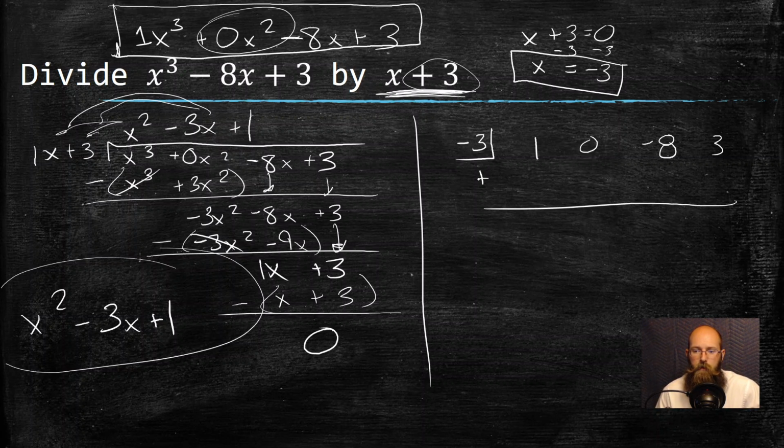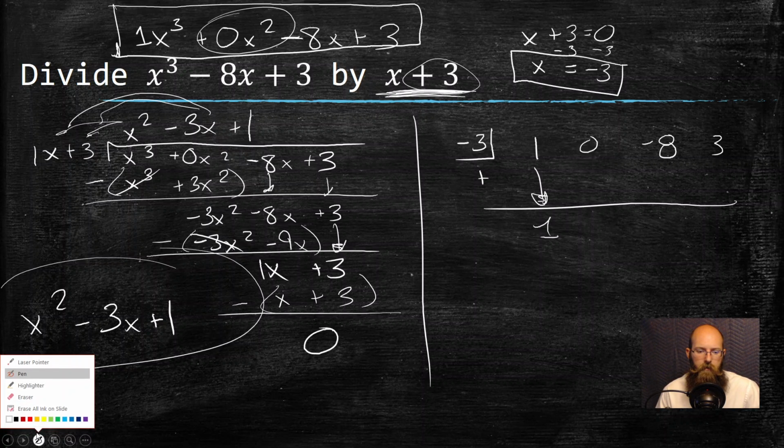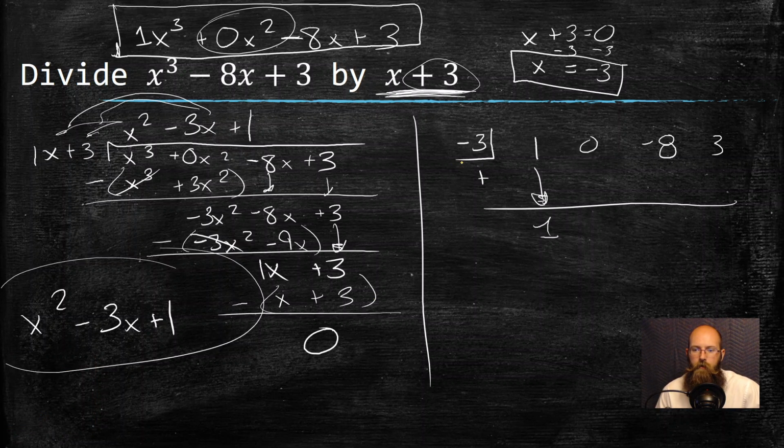Now I'm going to always add up these two rows. I know there's not 2 rows yet because my first number comes straight down and I get a 1. Once I've dragged that down, I distribute the thing in my box to this number. Negative 3 times 1 gets me negative 3. I add straight down and I get a negative 3. Then I take that thing in my box, multiply to that number, and I get a positive 9.